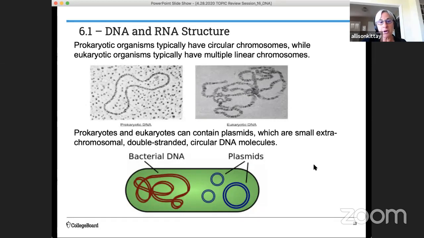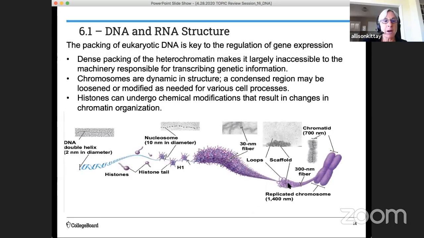And then both prokaryotes and some eukaryotes contain plasmids, which are small extrachromosomal double-stranded circular DNA molecules. So you can see this would be the main genomic DNA, and then you get your plasmids, which again are double-stranded circular DNA molecules. I want to talk for a minute about the packing of eukaryotic DNA, and I'm going to come back and talk about this in detail on Thursday when we get into the regulation of gene expression, and I'll probably show you this slide again, but just to understand how all that DNA gets packed into our cells in the nucleus of eukaryotic DNA.